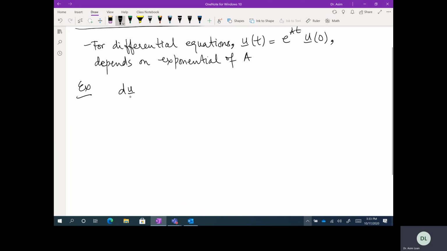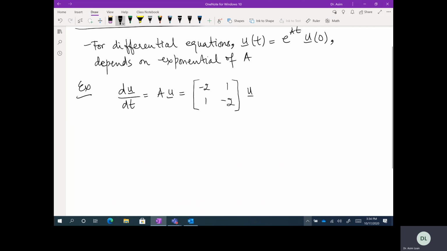So du over dt equals Au, where A is equal to minus 2, 1, 1, minus 2. This is a symmetric matrix, so we should have a full set of eigenvectors. You should look at the matrix and know what the answer should be, so that you can check whether your calculations are correct or not.